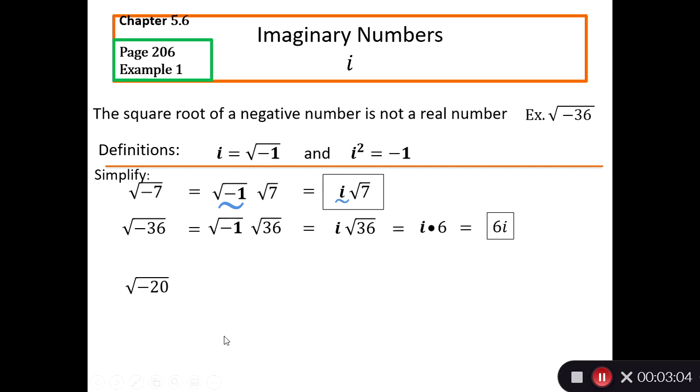Okay, the next example. Here, again, there's a negative, so we pull out the square root of negative 1. And that's times 20. Well, this is now i, so we write i. Square root of 20 is 4 times 5. We're going to pull out the 4 here to make it a 2. And remember, the 2 is all multiplying. So this is going to now be 2i times the square root of 5. And that's your answer.